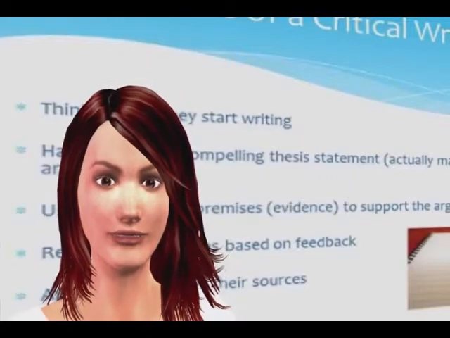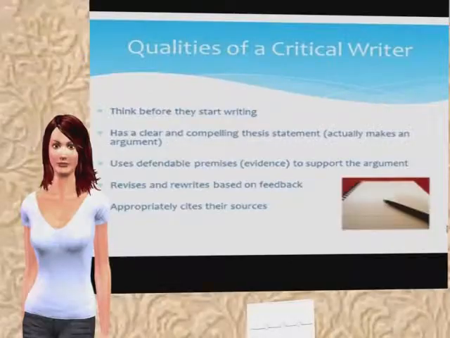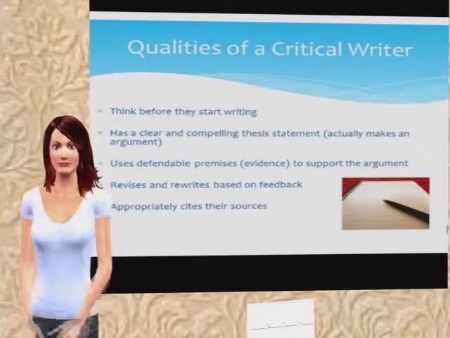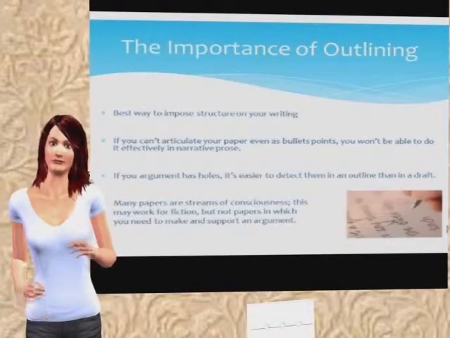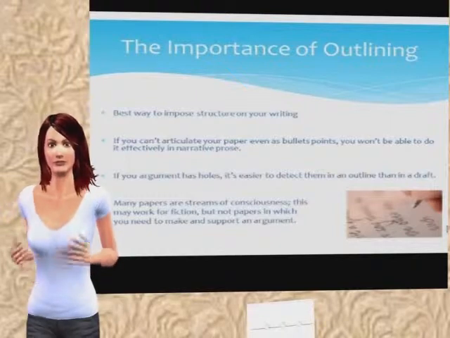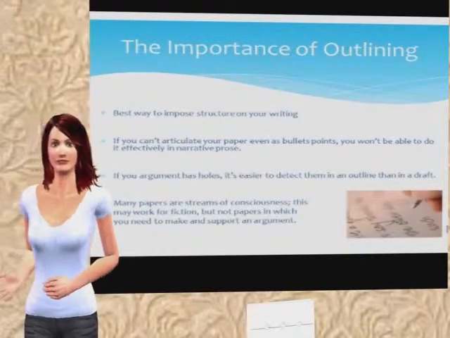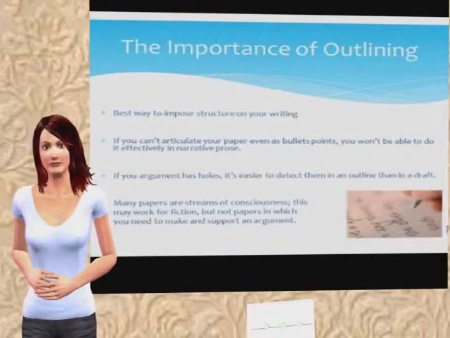And then finally, and we're going to talk about this at the end of this lecture, a critical writer appropriately cites their sources, and we're going to talk about how to do that in a moment. So I want to talk a little bit more about the pre-writing process, especially the importance of outlining. It's one of the things I cannot recommend highly enough.